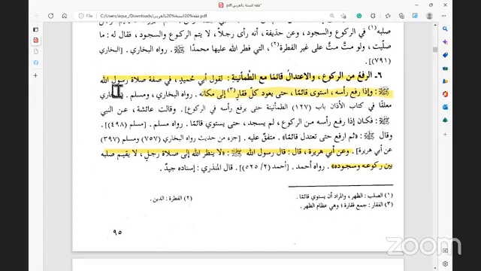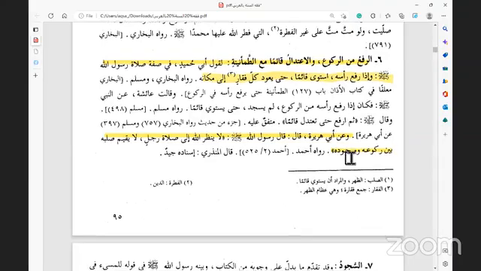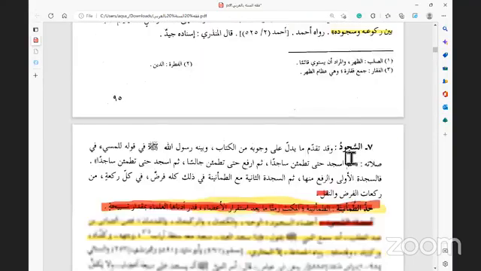incomplete. Rising from the ruku' and staying strong to the point that every single vertebra is going back to where it is. You can see that this is mentioned in how the Prophet ﷺ prayed, as narrated by Al-Bukhari and Muslim. Abu Hurairah said that the Prophet ﷺ said, Allah subhanahu wa ta'ala does not look at the prayer of any man who does not complete his posture during the ruku' and the sujood. Let's go for more.